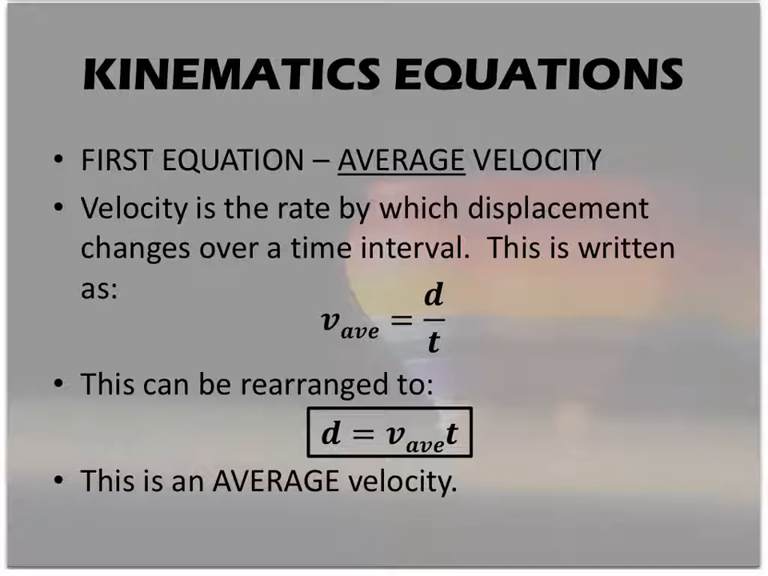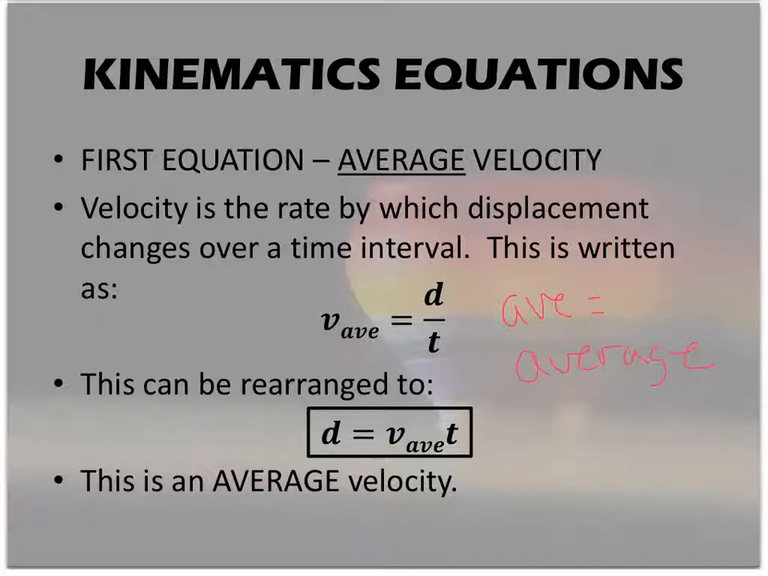Okay, so here we go. Our first kinematics equation. It's a very basic one, average velocity. Velocity is the rate at which displacement changes over a time interval, and it can be written as v_av equals d over t. The av here equals average.